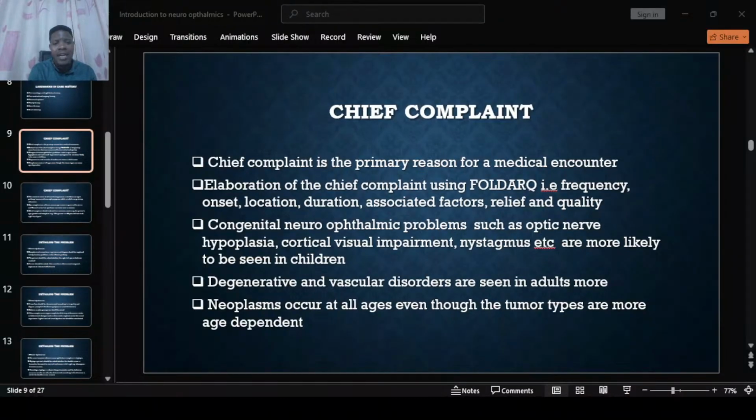And again, congenital neuro-ophthalmic problems such as optic nerve hypoplasia are more likely to be seen in children. So there are particular conditions we are likely to see more in children, like I've listed on the slide. It is not that we can't see them in adults, but they are more predominant in children. Degenerative and vascular disorders are seen more in adults. Neoplasms occur at all ages, even though the tumor types are more age dependent. So we are likely going to see neoplasms in all age grades.